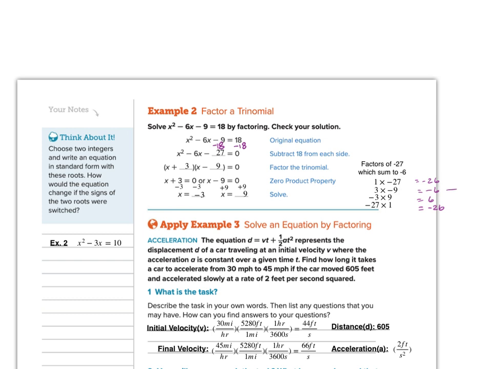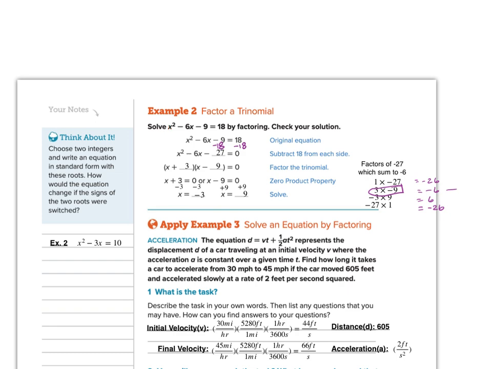So I definitely want to use these factors. And that's what they did. They said, hey, 3 and -9. They said x plus 3 is equal to 0. X minus 9 is equal to 0. Subtracting 3 from both sides, -3. Adding 9 to both sides, and a 9. And that's factoring the trinomial when the coefficient of your leading variable is 1.